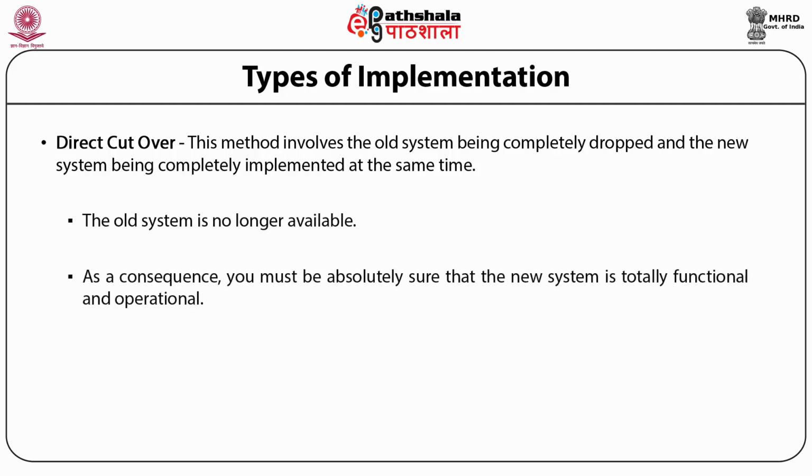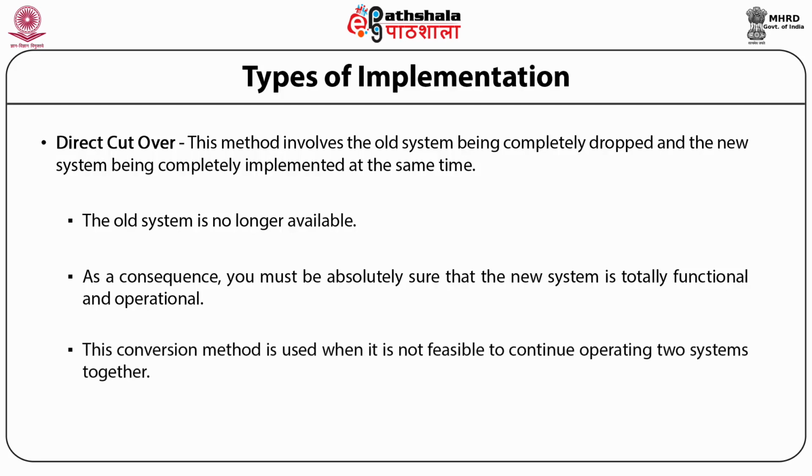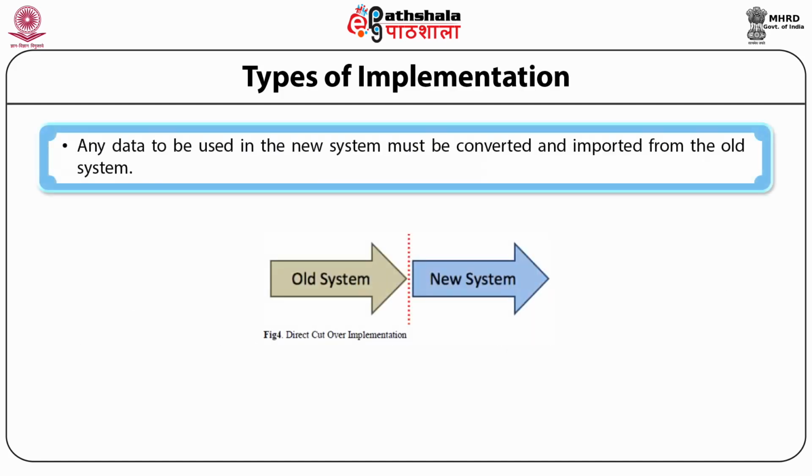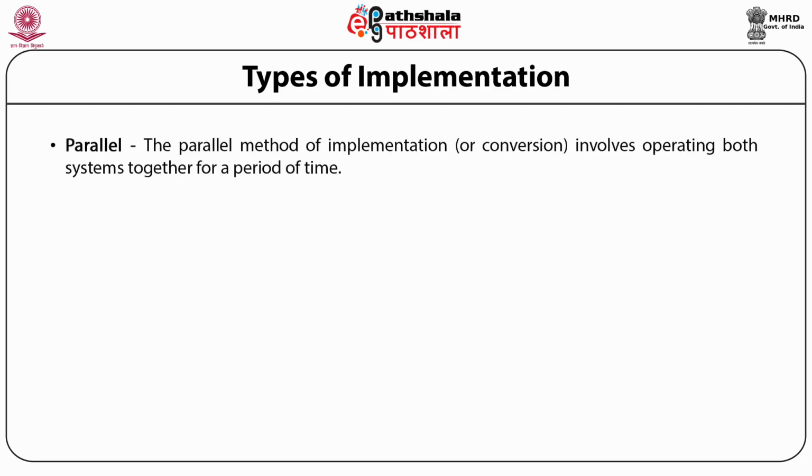As a consequence of this, you must be absolutely sure that the new system is totally functional and operational. This conversion method is used when it is not feasible to continue the two systems together. So any data to be used in the new system must be converted and imported from the old one. Users must be fully trained in the operation of the new one before the conversion takes place. So what we see here in the diagram is that the old system is being replaced altogether by the new system.